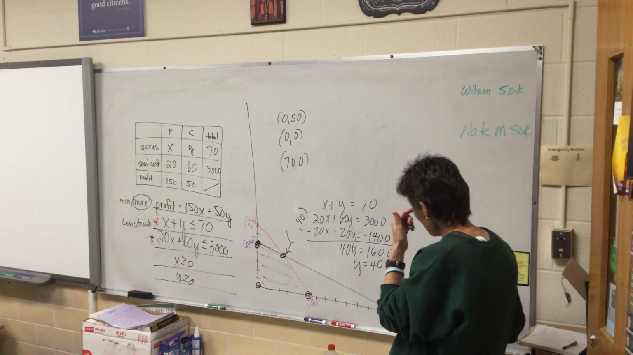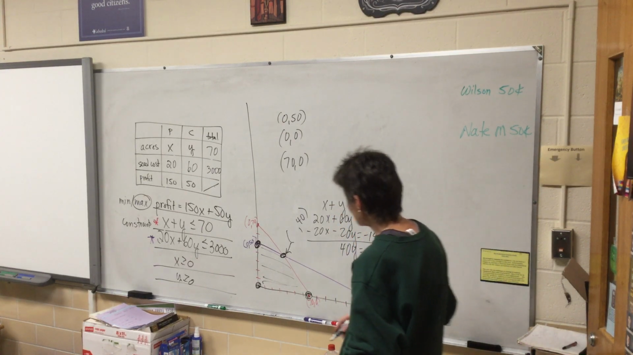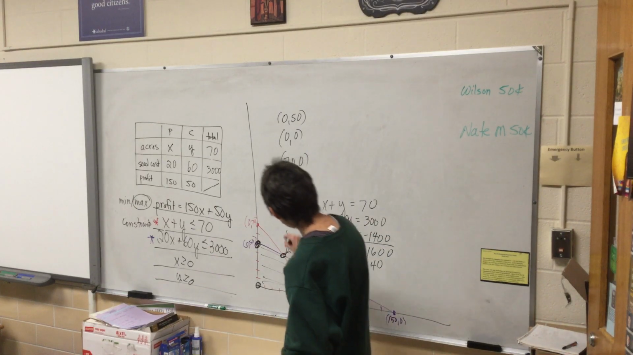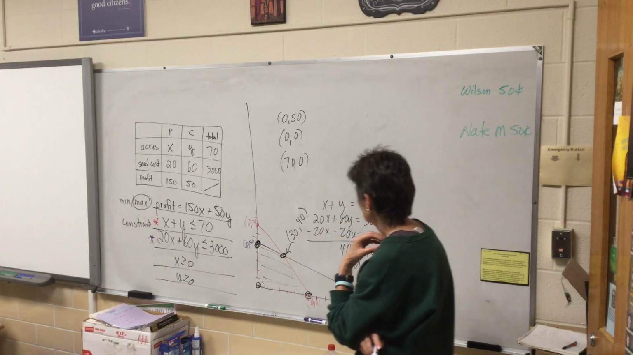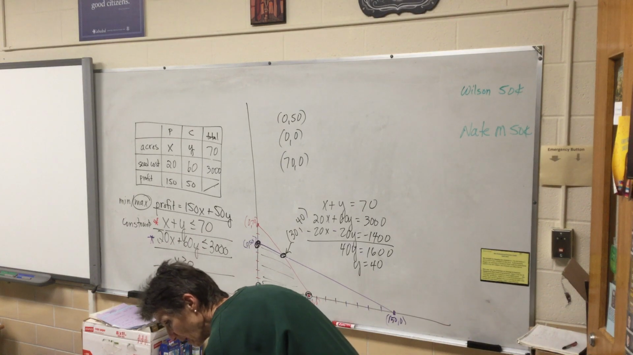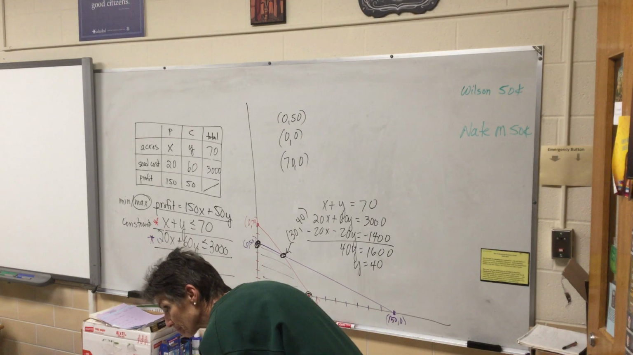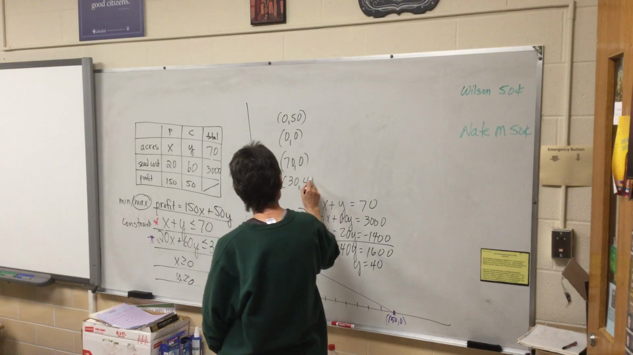I eliminated my x's, so I got y is 40, which might be wrong, I don't know, check me. And then that means x is 30 when I plug back in. I'll wait for confirmation from somebody before I move on. That's what I got. Okay, great. We'll take it then, (30, 40).